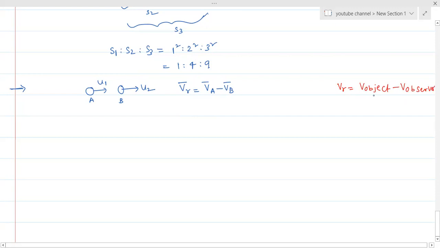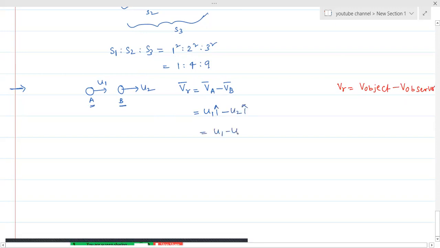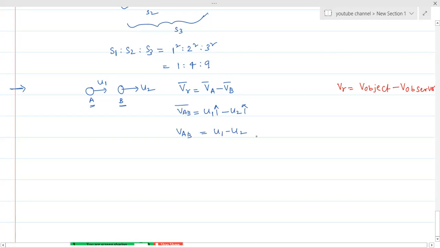So that means clearly, who is observing? B is observing. Whom is it observing? The object is A. So we will write VA bar minus VB bar. If we take the vectorial representation, we will get u1 into i cap minus u2 into i cap. So that is equivalent to u1 minus u2. If you need only the magnitude, then we will write u1 minus u2.